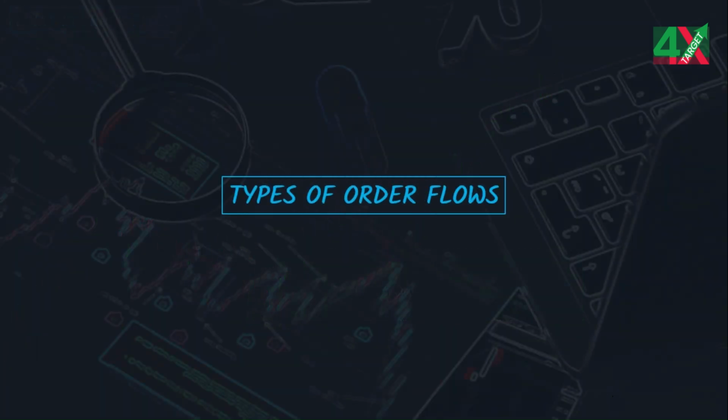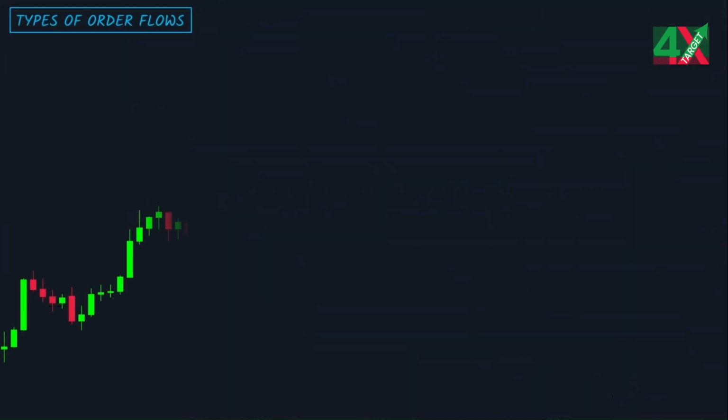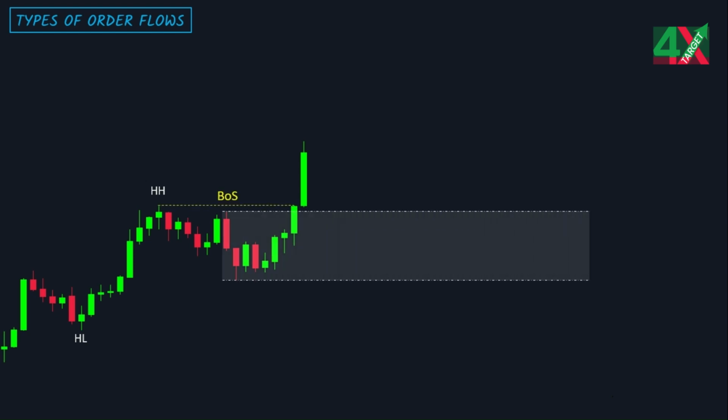Order flows can be classified into three categories: mitigated, unmitigated, and failed order flow. Each type plays a very different role in trading decisions. An unmitigated order flow is one that price has not yet revisited after a valid break of structure. Unmitigated order flow represents untouched institutional interest and offers the highest probability trading opportunities.